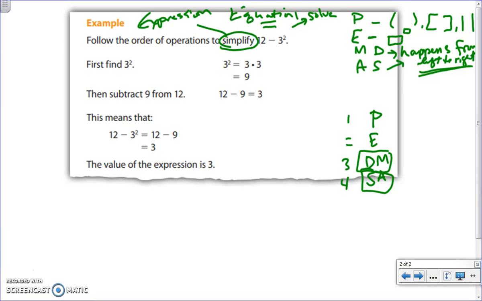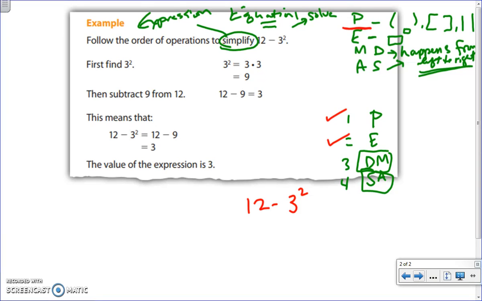So we need to simplify 12 minus 3 to the second power, also known as 12 minus 3 squared. So obviously first I need to check for any type of grouping symbols, and I don't see any here. I don't see any parentheses, any brackets, any absolute value signs, nothing like that. So step 1, check.